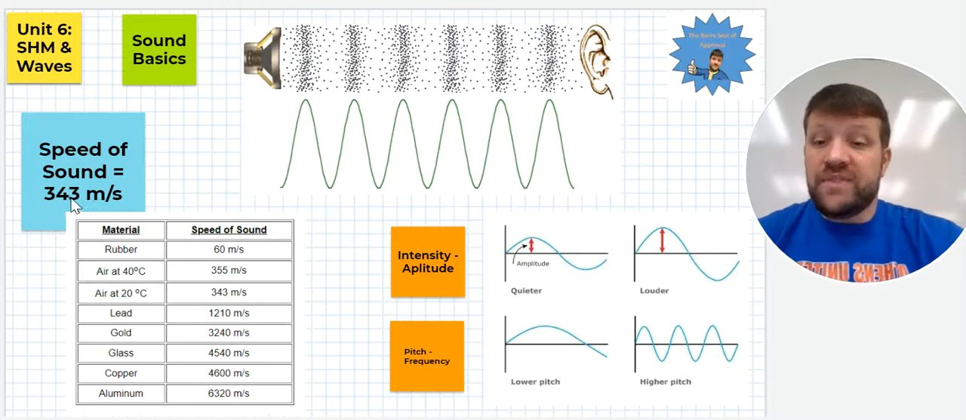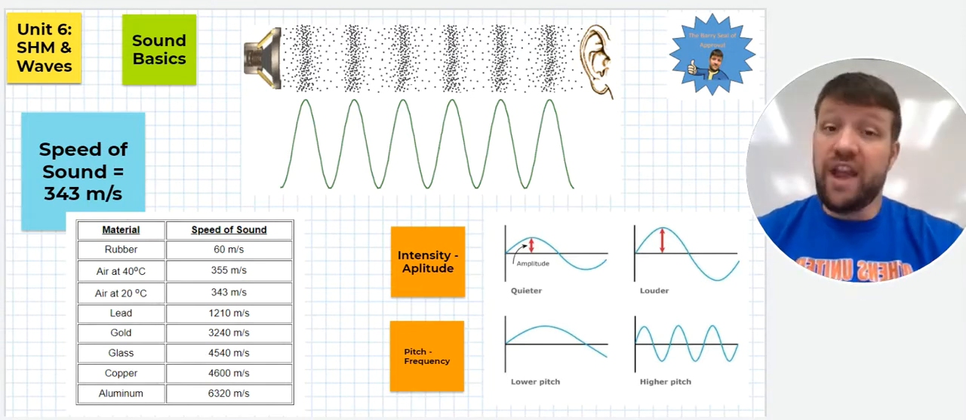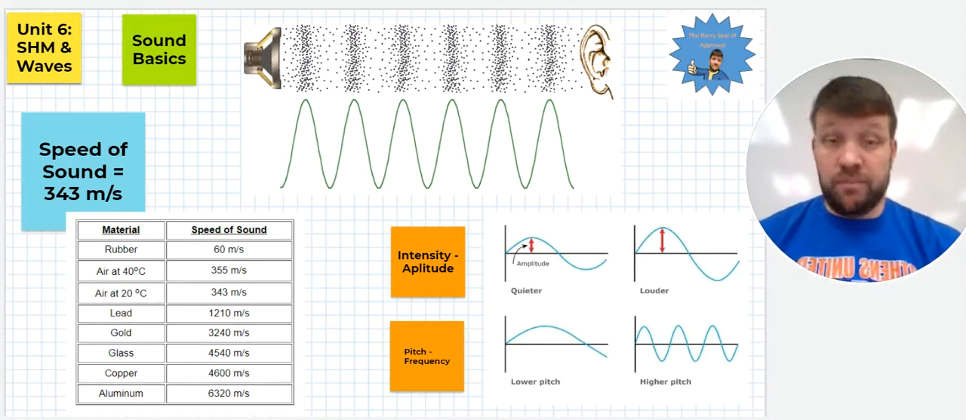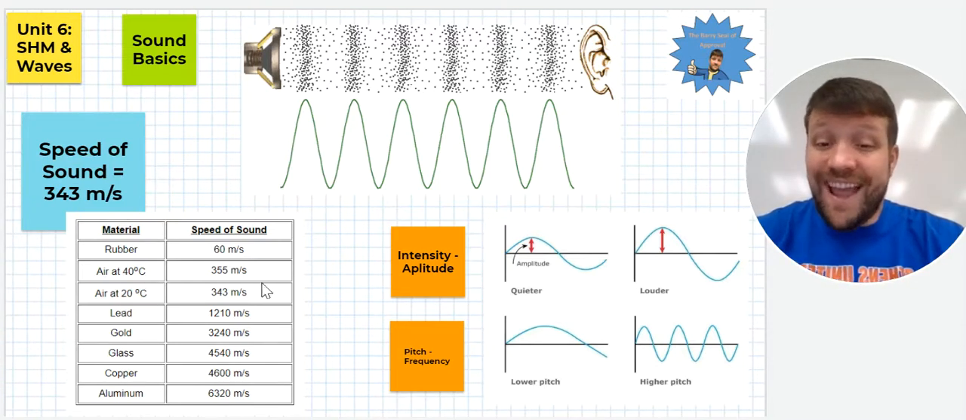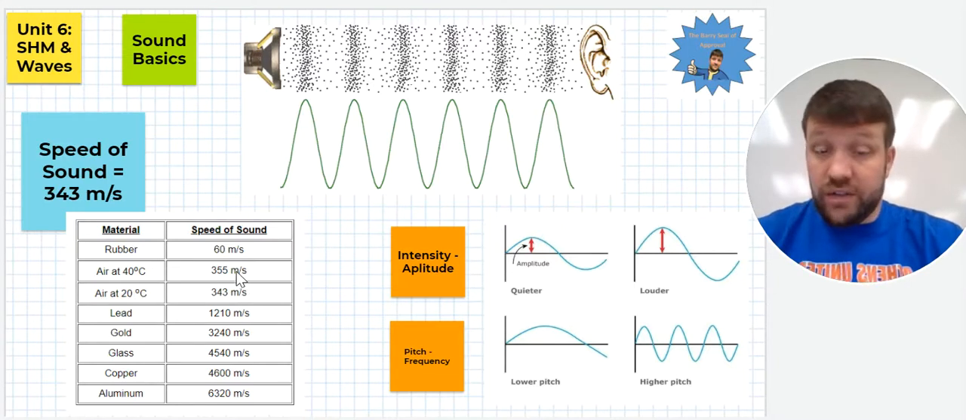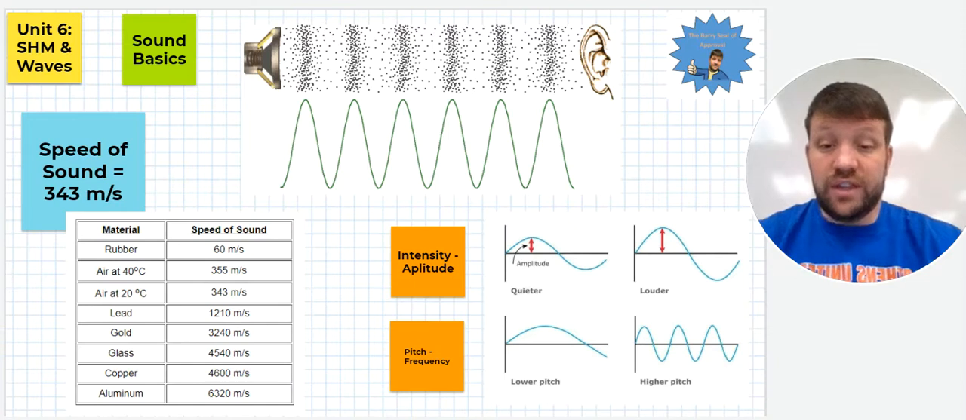The accepted speed of sound is 343 meters per second, but I wanted to include all of these because the speed of sound will vary based on the substance that the compressional wave is moving through. All right, and you can see that it even varies in air based on the temperature here. So the hotter it gets, the quicker it will travel, and the colder it gets, the slower it will travel, or the less velocity it will have.